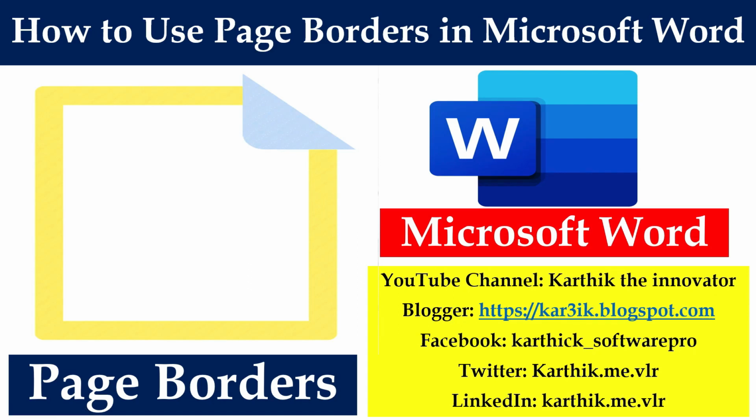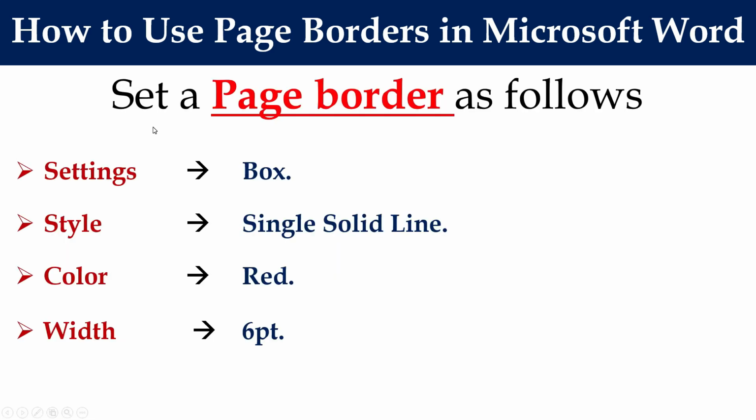In this session, I am going to teach you how to use page borders in Microsoft Word. Once again, I repeat the topic, how to use page borders in Microsoft Word. I am going to teach you how to use page borders using a simple example. Set a page border as follows. Setting box, style single solid line, color red and width 6 point.